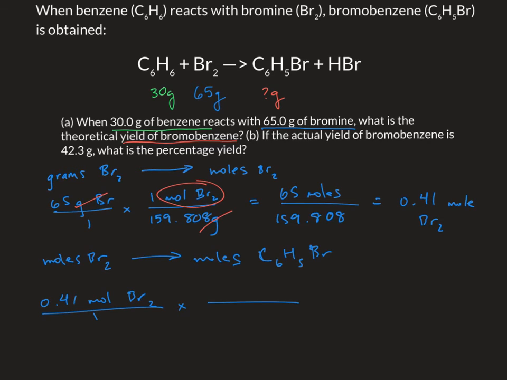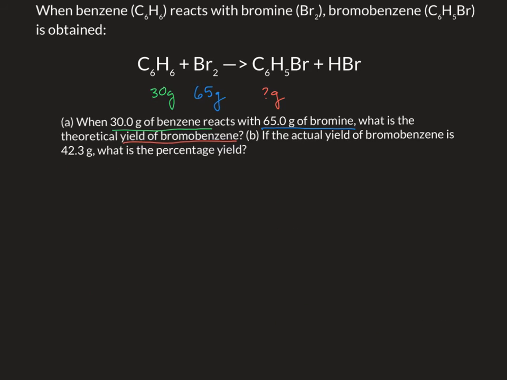We set this up. For every 1 mole of bromine, we have 1 mole of bromobenzene. So it's just like what we did for our benzene. I know there's a lot of bromos and zenes being thrown in here in these sentences. 1 mole of bromine to 1 mole of bromobenzene. Oops, I keep writing that line there. And what we end up with is 0.41 moles of bromobenzene.